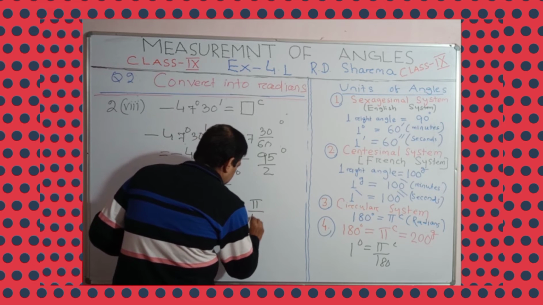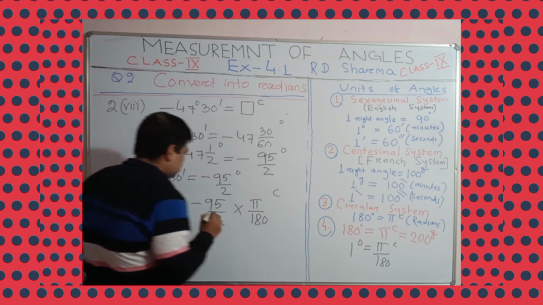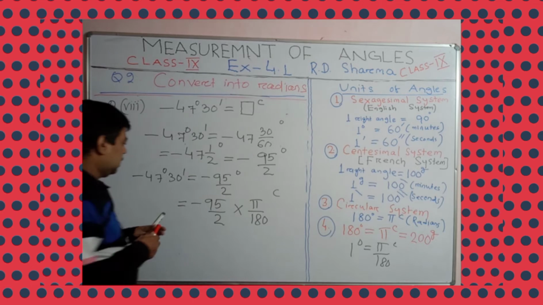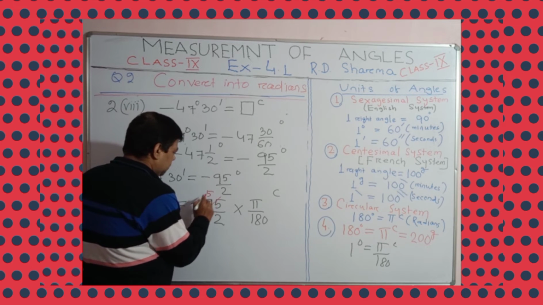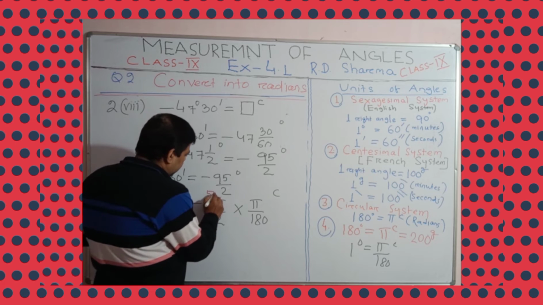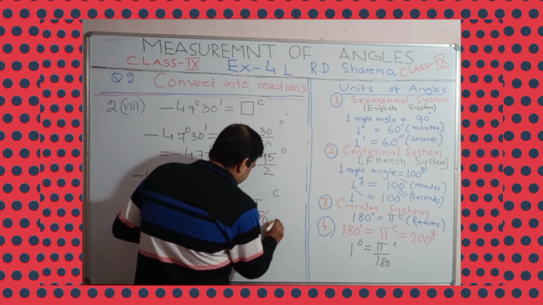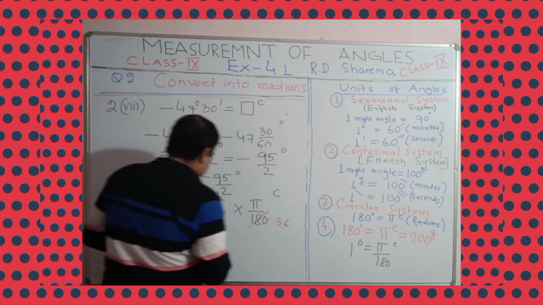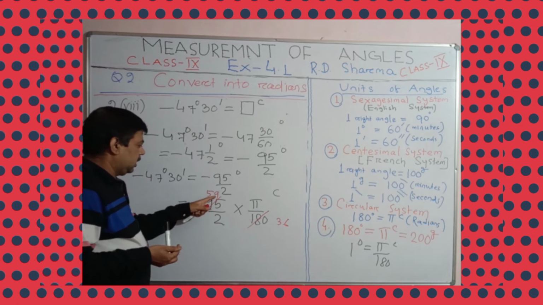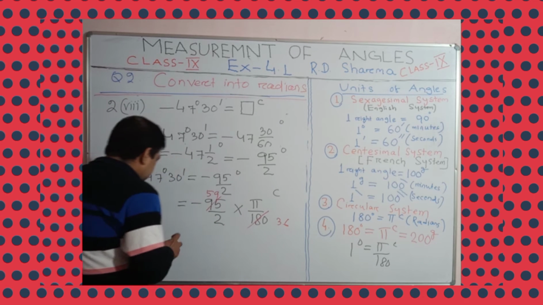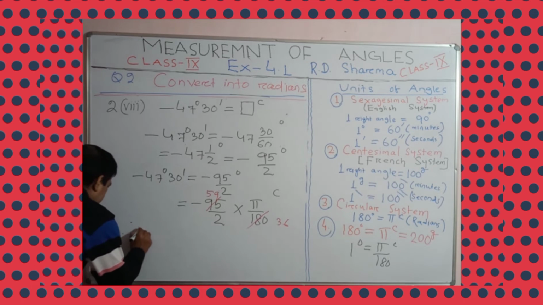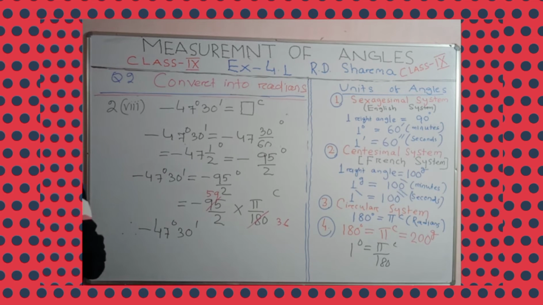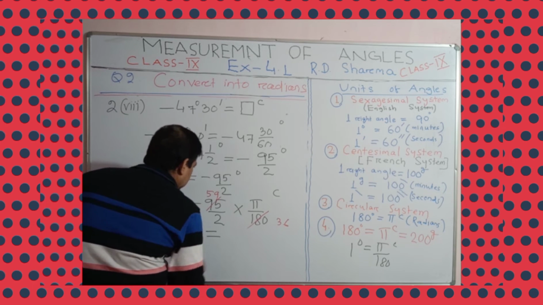Okay, and we can cancel 95 and 180 by 5. 5 1s are 5, 5 9s are 45, 5 3s are 15, 18 minus 15 is 3, 30, 5 6s are 30. Understand? So here it is minus 59 pi. Hence we shall get minus 47 degree 30 minute. Yes. And which is equal to how much?